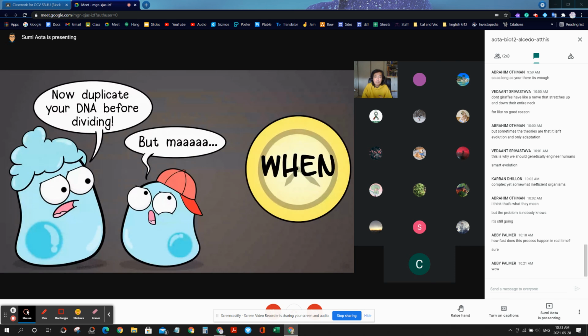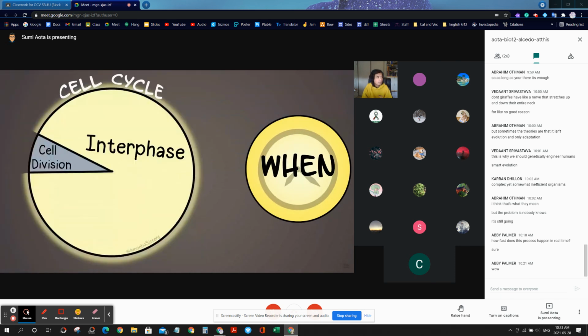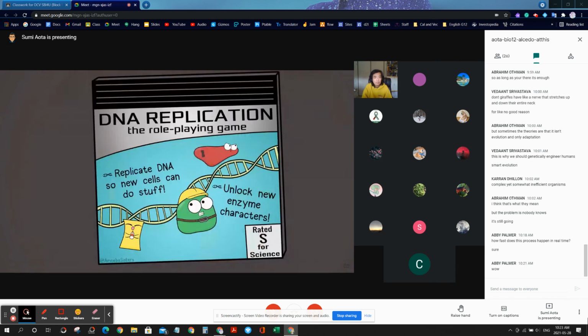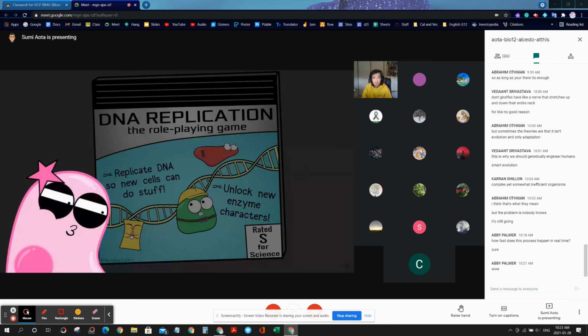Next, when. When does this happen? Well, a cell is going to need to do this before it divides so that the new daughter cell can also get a copy of DNA. To get specific, in a eukaryotic cell, that's going to be before mitosis or meiosis in a time known as interphase. I think DNA replication would actually make a great video game. Still waiting for that to be invented.